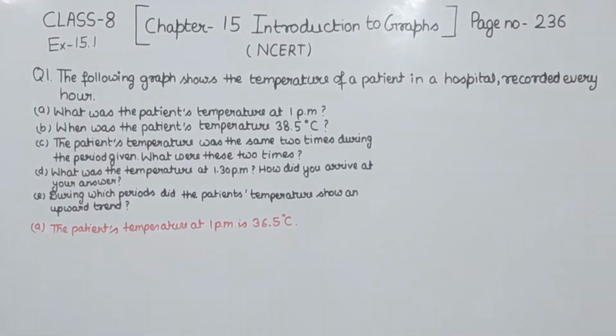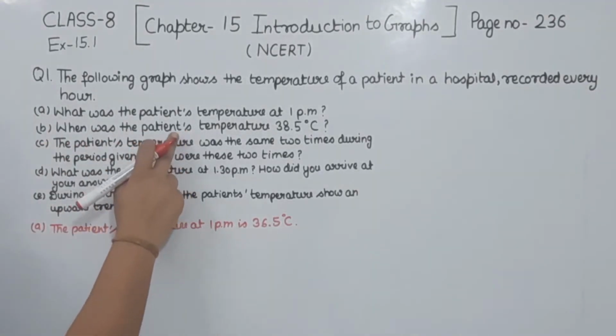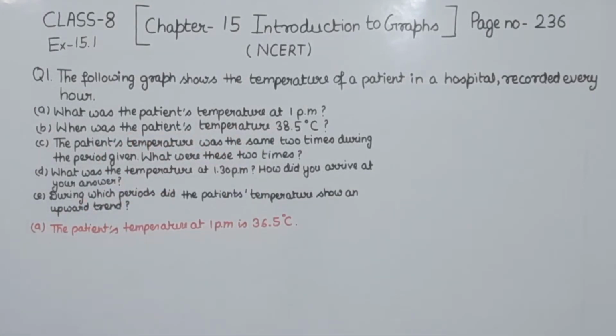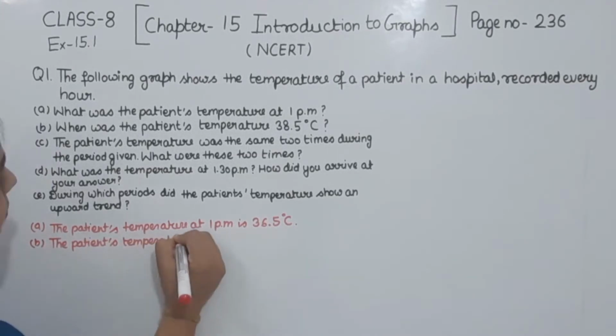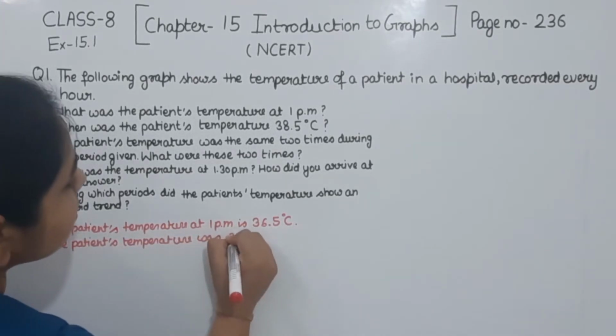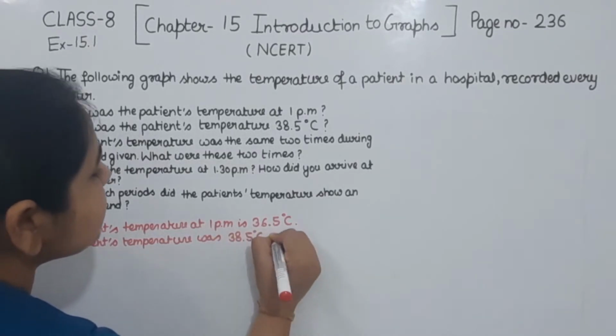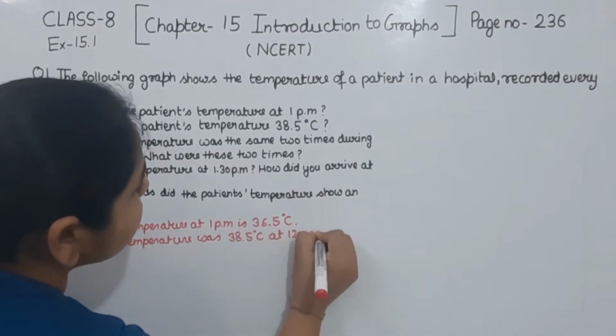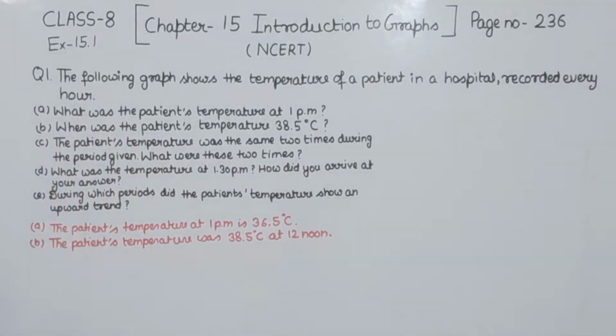Now comes the second one. In this one we are asked, when was the patient's temperature 38.5 degrees Celsius? Now we have to find out the time, at what time the temperature was 38.5 degrees Celsius. So I'm going to write here: the patient's temperature was 38.5 degrees Celsius at 12 noon. So at 12 noon, the temperature was 38.5 degrees Celsius.